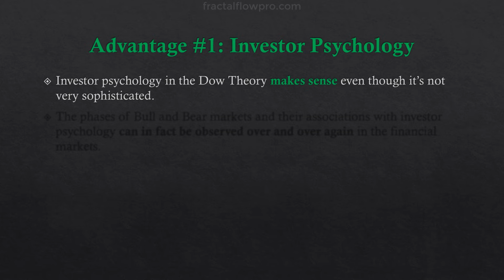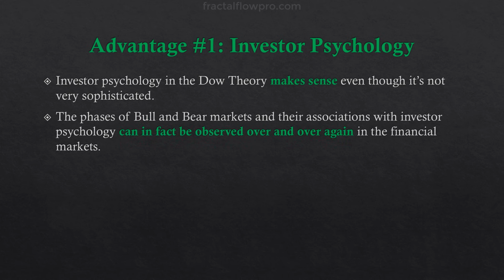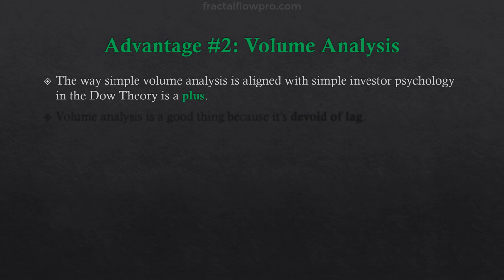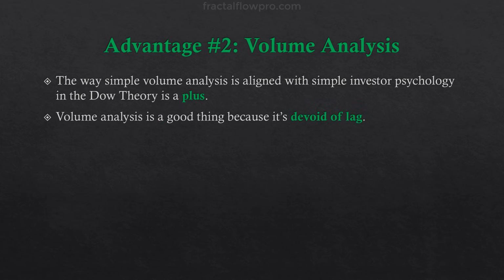The phases of bull and bear markets can indeed be observed over and over again, and they do represent the cycle of emotions that usually appears in the markets. The second advantage is that volume analysis that is aligned with the simple investor psychology also makes sense. The simple premise that volume confirms price movement also seems to be an effective tool in all phases of bull and bear markets, and its alignment with the various phases of bull and bear markets also makes sense. The good thing about volume is that it is devoid of lag.